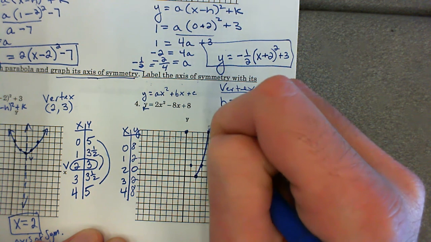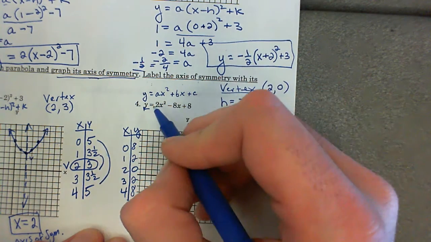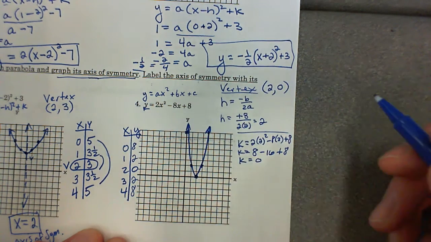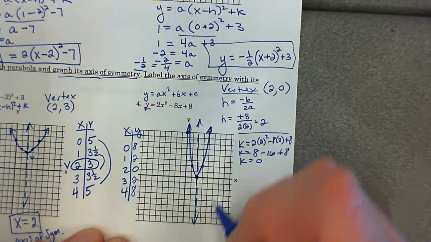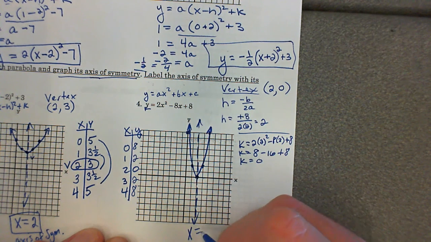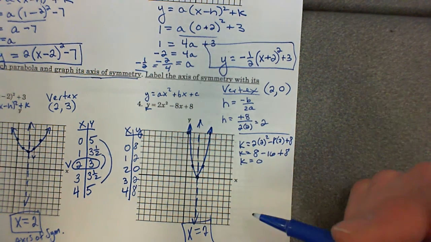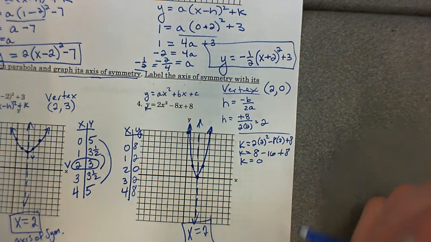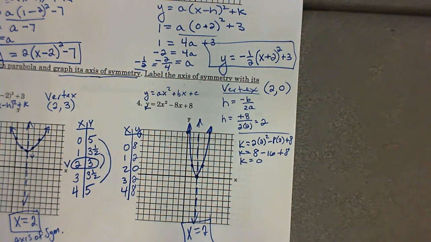So here's my parabola. It appears this one is opening up as well. It was positive, so they're both opening up. We draw in our axis of symmetry and label it with its equation, which again in this case is x equals 2, because our vertex is at the same x value. Okay? So there are graphing equations, parabolas.